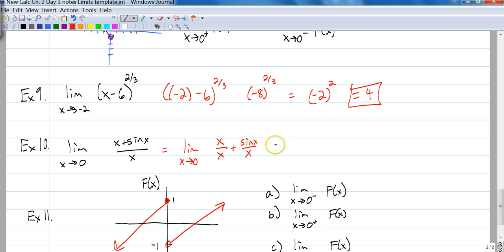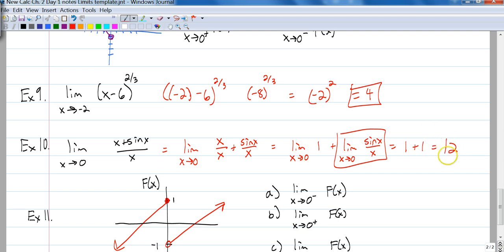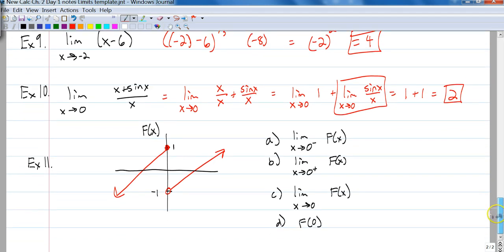So I can take the limit of both of them. The limit as x approaches 0 of x over x, which is just 1, plus the limit as x approaches 0 of sine x over x. Well, we know that the limit as x approaches 0 of a constant is that constant. We know that the limit as x approaches 0 of sine of x over x is 1, because that is one of the things you need to know. It's like an identity. So when you add these two limits together, you get that the limit itself is 2. And you can graphically check that, but for now we're just algebraically solving these limits.